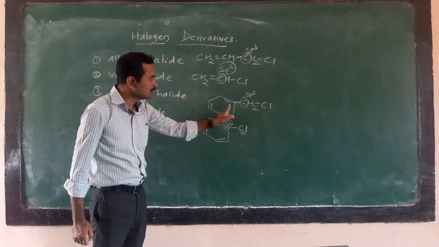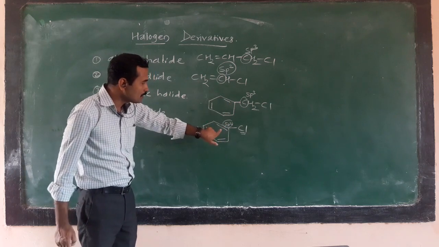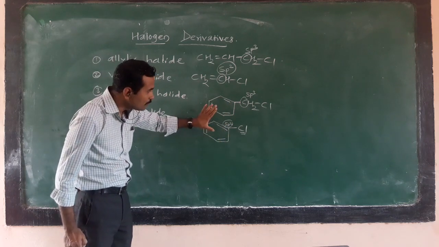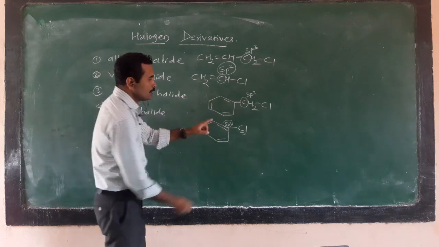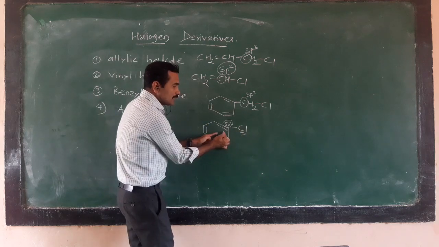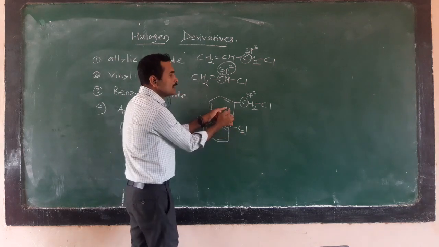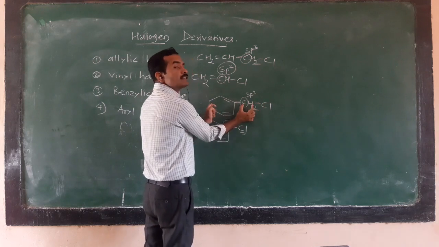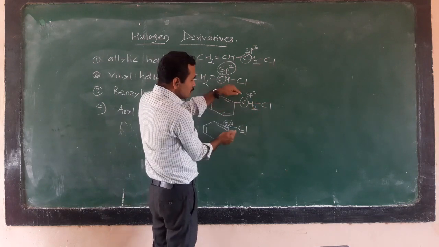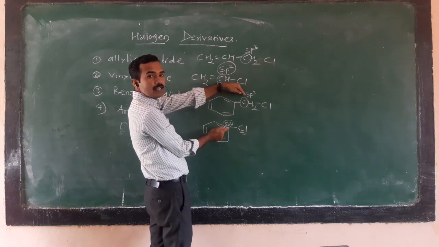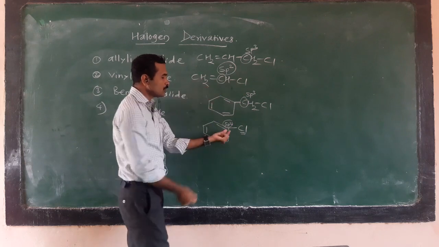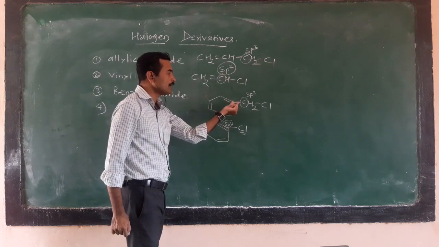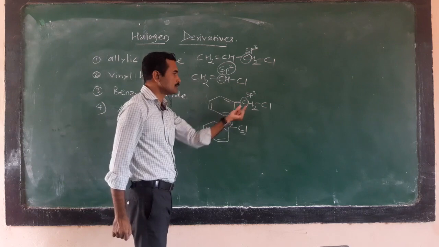Here we have benzylic halide and haloarenes. What is the basic difference here? In haloarenes, the halogen atom and benzene ring are directly attached, but in benzylic halide they differ by one CH2 unit. So that's why they exhibit different hybridization. The hybridization of this carbon is sp2, and the hybridization of this carbon is sp3.